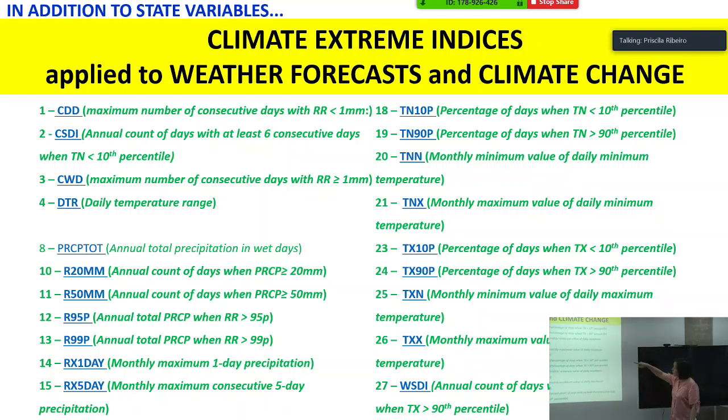Then CSDI is for cold waves, like we have heat waves, WSDI is an index for measuring heat waves. You can have an index for measuring cold waves. And so there are several indices that we use for climate change. They're mostly constructed looking into agriculture, but I think some of them can also be used to assess some diseases, changes in disease frequency, for instance, if they can become more frequent or less frequent.